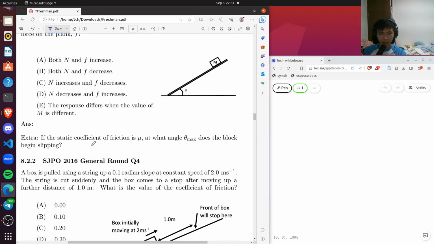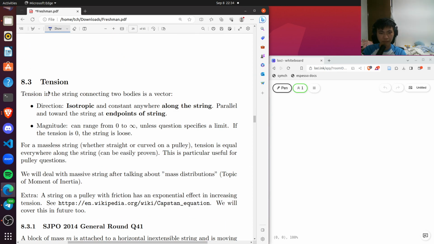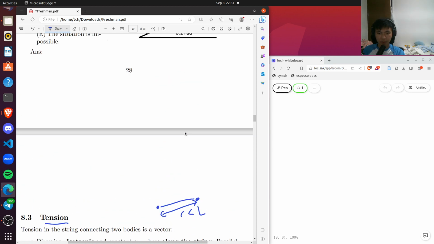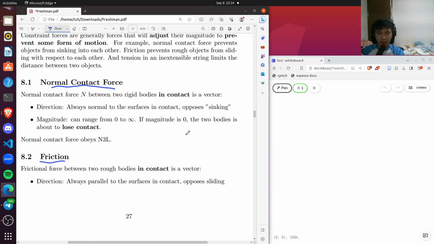And lastly, the tension prevents two objects from going too far apart from one another, right? If you connect them with a string and assuming the string doesn't break, and assuming the string is inextensible also, meaning that it doesn't stretch, right? So if it doesn't stretch and it doesn't break, then tension will limit the distance between the two objects to the length of the string. Yeah, so let's go a bit further into each of these forces.